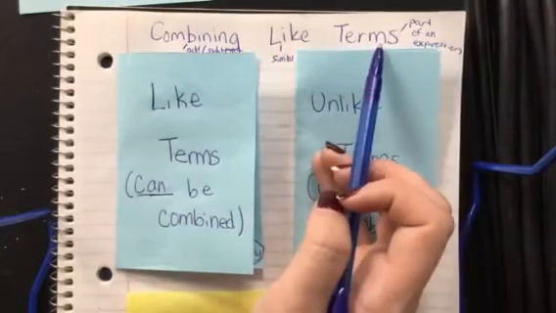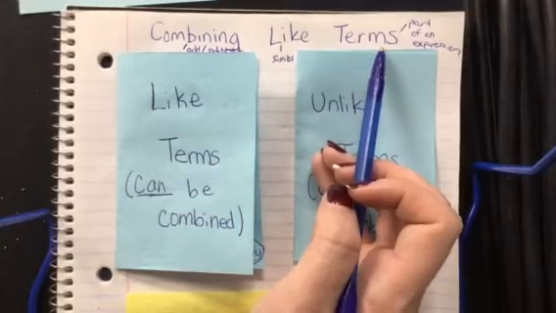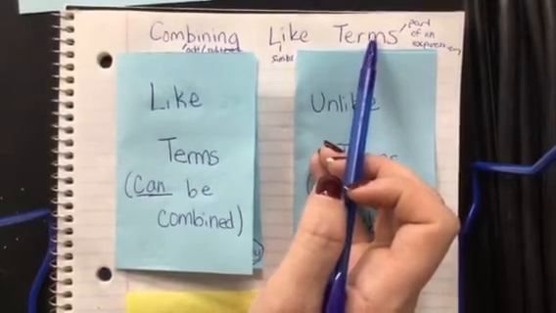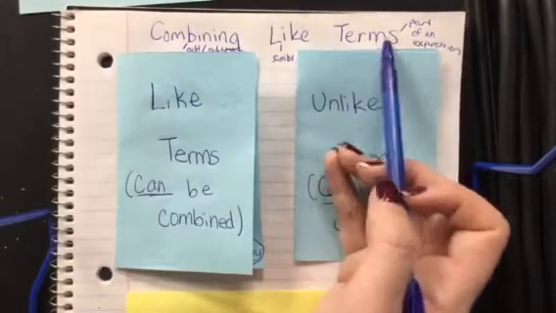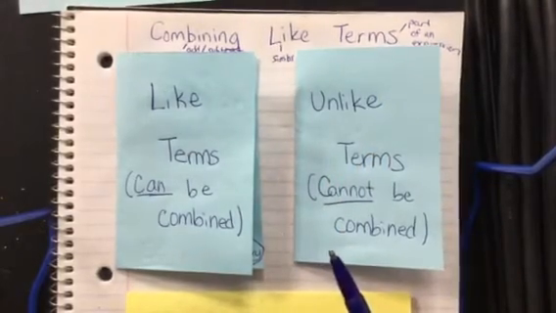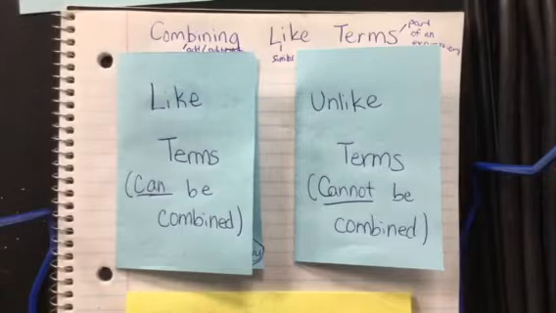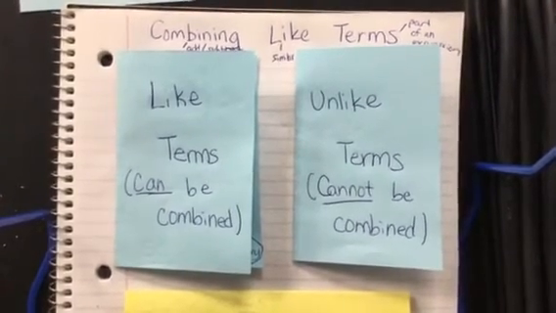Now, terms is something we talked about yesterday with our vocabulary lesson. And terms are parts of an expression. Okay? A term could be a variable. It could be a number. It could be a number and a variable together. So terms could be numbers, they could be variables, or they could be a combination.